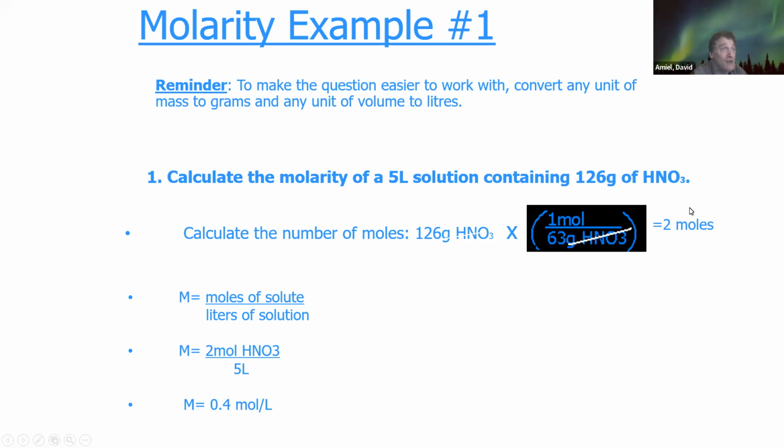That's a conversion factor that allows you to go from grams to moles. And we see that we have 2 moles of acid. We look at our formula here, and the numerator is 2 moles. And we're given the denominator of 5 liters in the correct unit of liters. We divide those two numbers, and we come up with 0.4 moles per liter as the concentration of this solution.